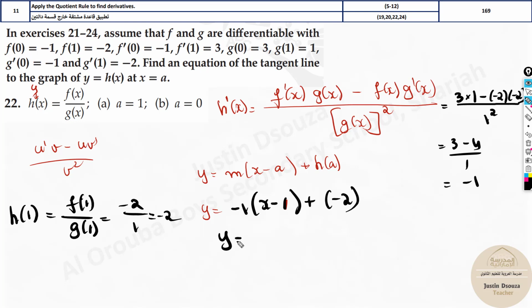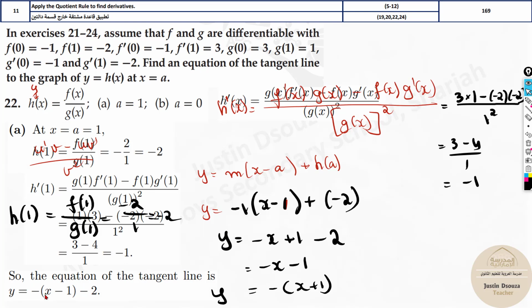So the final answer for part A will be, multiply this minus inside, it will be minus x plus 1 minus 2, sorry, minus 2. You can simplify it further to minus x minus 1, or you can remove the minus sign outside, it will be negative of x plus 1. So this would be the final answer. Let's just check the answer quickly.